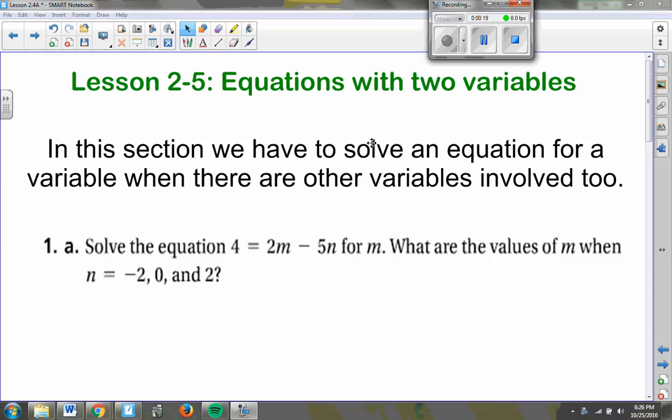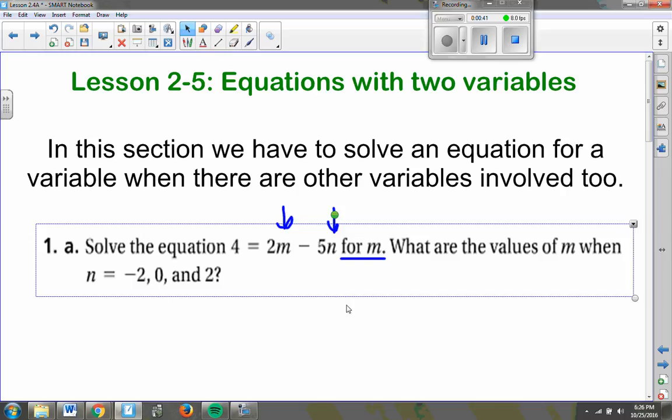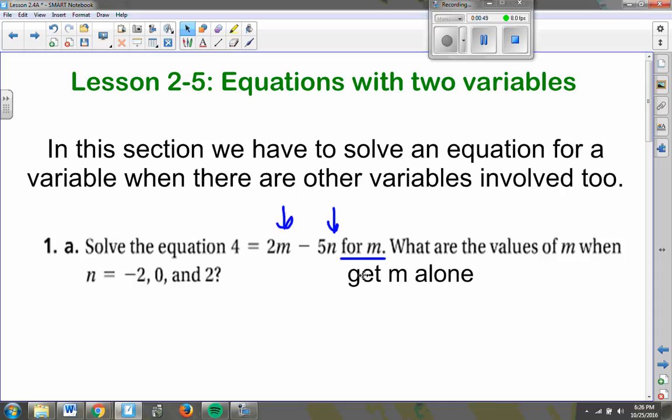Okay, so in this section, we're going to have to solve an equation for a variable when there are other variables in there. For example, 4 equals 2m minus 5n. This equation has an m right here, and it has an n right here. And what they want us to do is solve this equation for m. When they say solve the equation for m, that means get m by itself. Get m alone. Okay, that's what we want to do. We want to get m alone here.